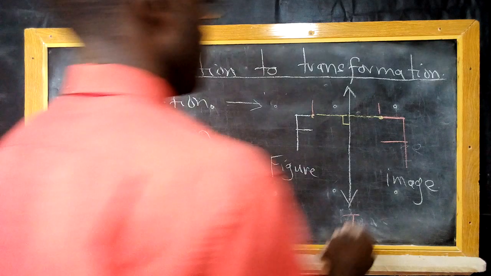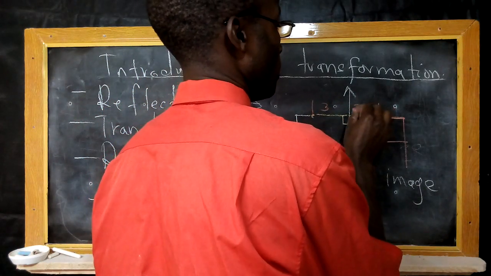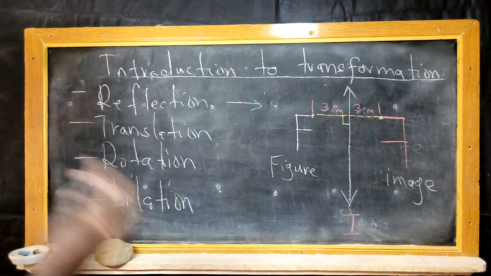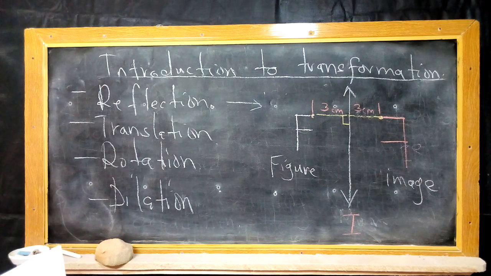Now suppose this distance was just 3 centimeters. Then the explanation implies that the distance on the other side of the mirror line, where the image is, will also be 3 centimeters. And of course, the imaginary line that we have drawn for the reflection will be perpendicular to the mirror line. So that is how we represent the reflection of an object.